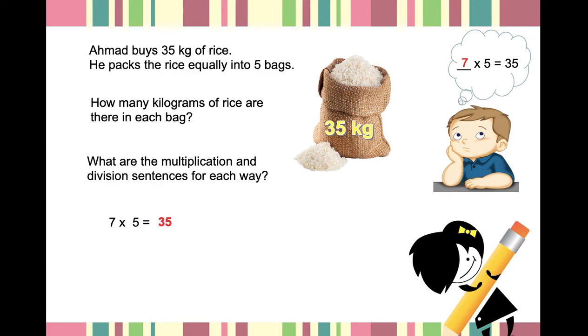And now you will write this as 7 times 5 equals 35. Now we just divided the 35 kgs into how many bags? 5 bags. So how many kgs of rice were there in each bag? Well done, 7 kgs. Good job. So therefore there are 7 kgs of rice in each bag.